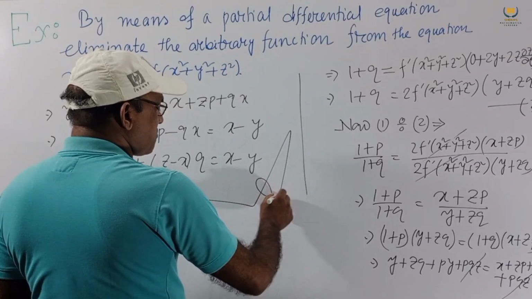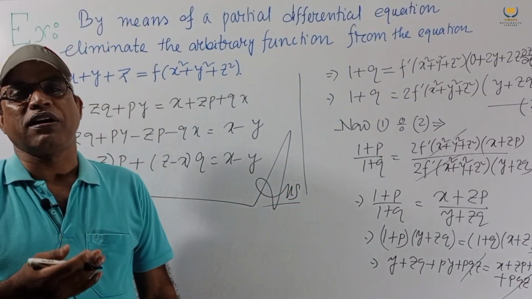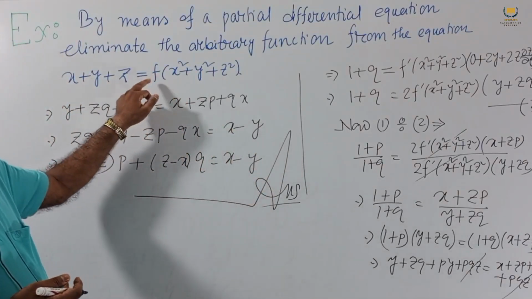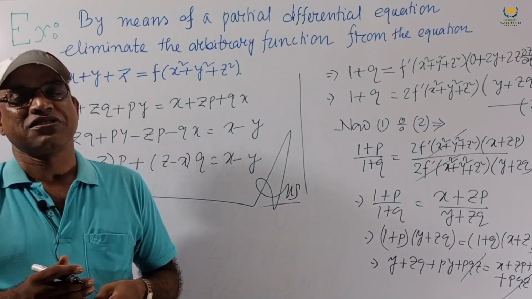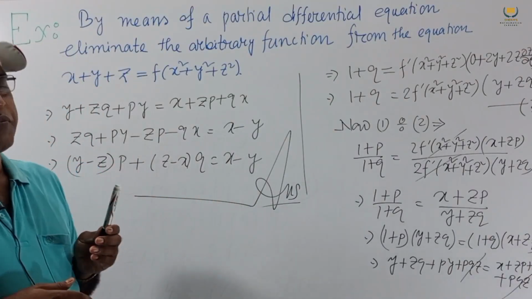How could we know this is the final answer? Because our aim is to remove the function. So the function is removed. Here the function f is absent. We get a relation. This is the required solution of the equation. Now this is the required partial differential equation.